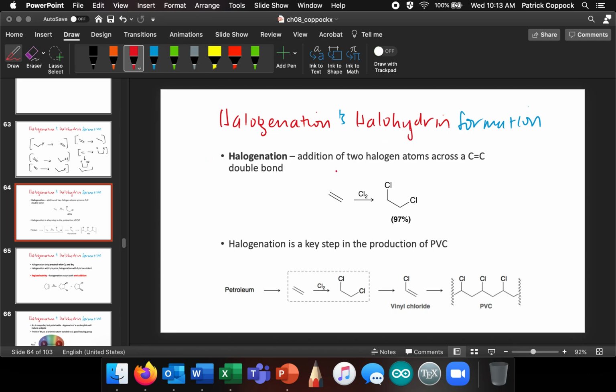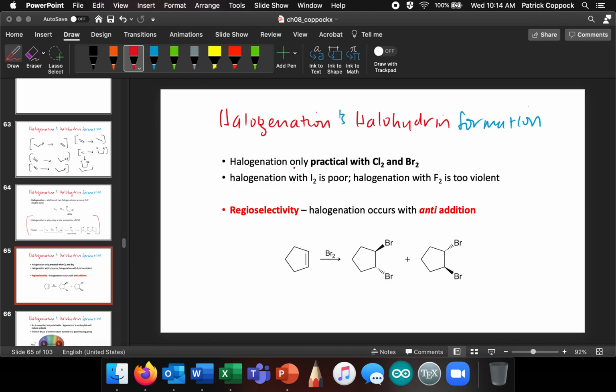Okay. Halogenation is the addition of 2 halogens across a double bond, as we see here. Halogenation is where we see double bonds across here. An important step in the formation of PVC. And it's only practical with chlorine and bromine. So iodine doesn't work for reasons which I have a kind of a funny story about, which I won't tell you now. I'll tell you on request. And halogenation with fluorine is not practical either. So in terms of regioselectivity, it goes anti.